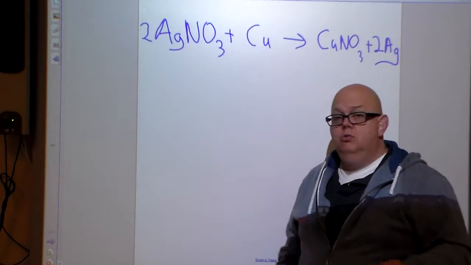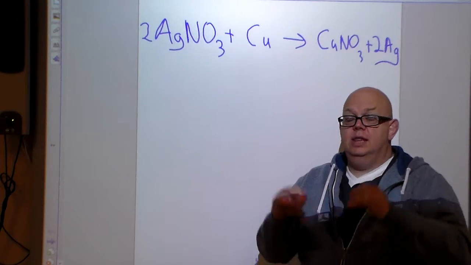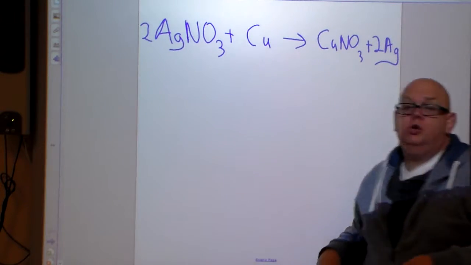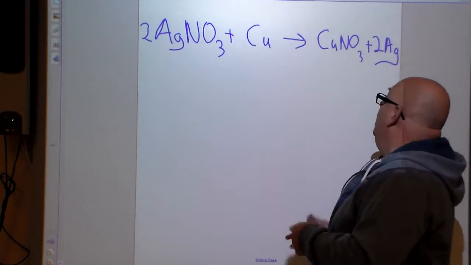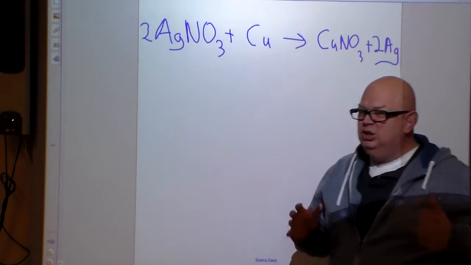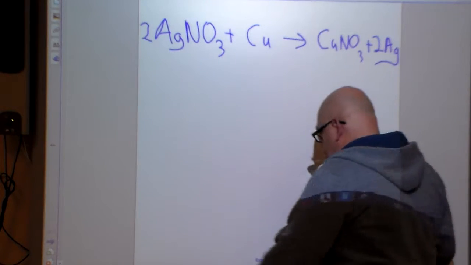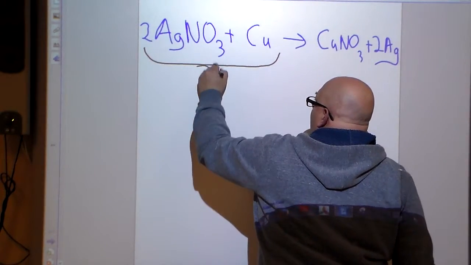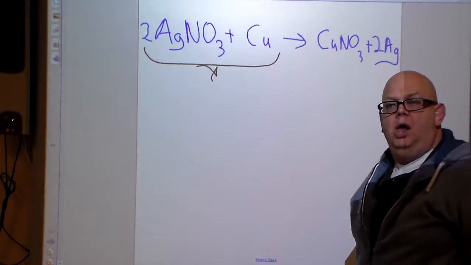Here's a quick review for the test dealing with chemical equations. So we have a chemical equation up here in front of us. This one is already balanced out, so we don't have to worry. But let's take a look at the parts of the equation. Well, there's always the beginning part. I like to call that the once upon a time.